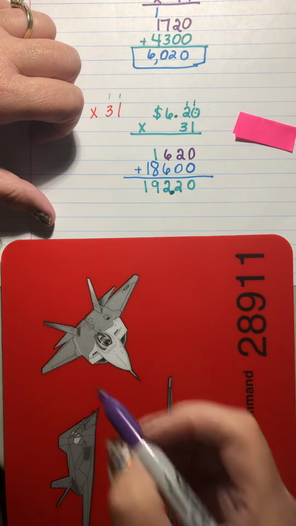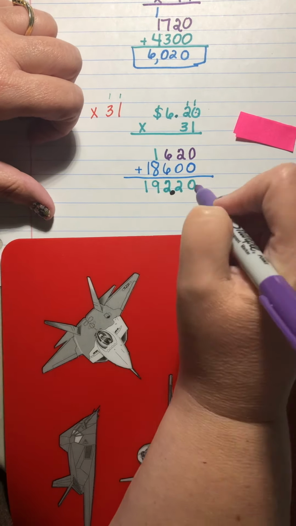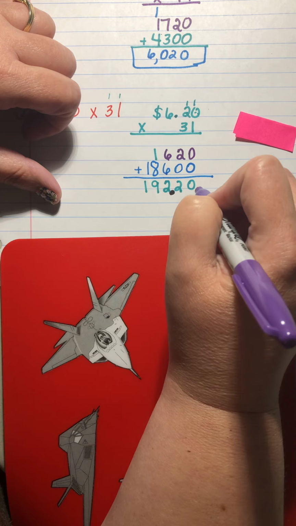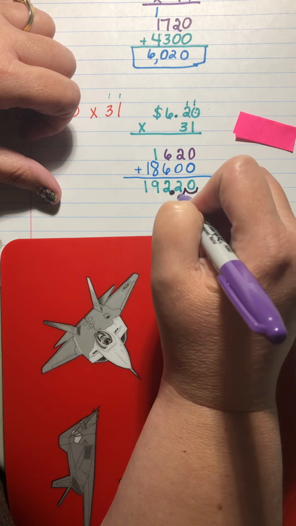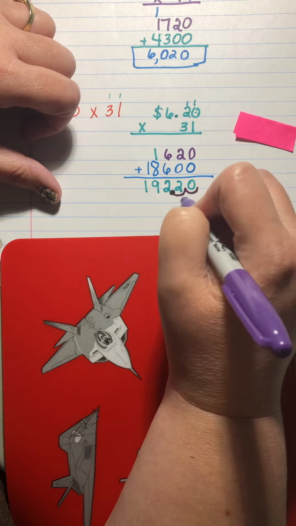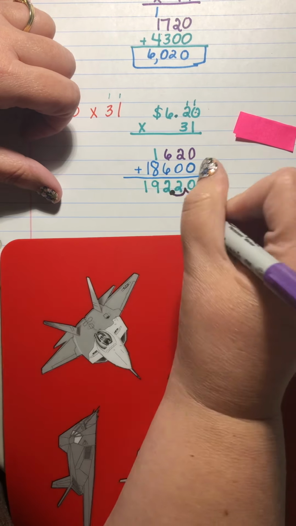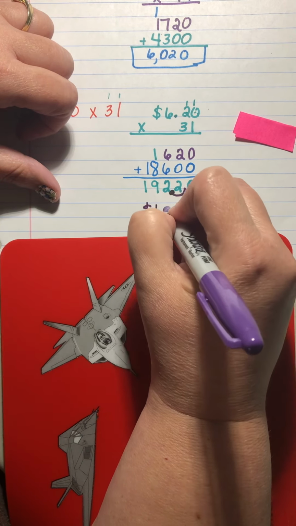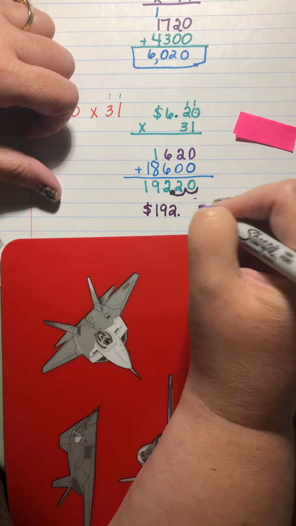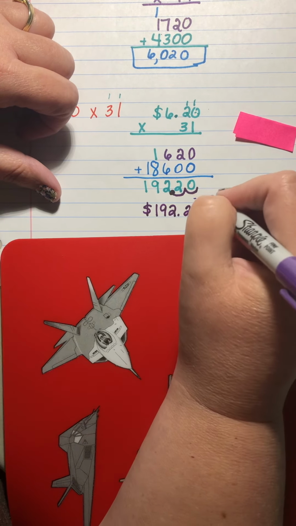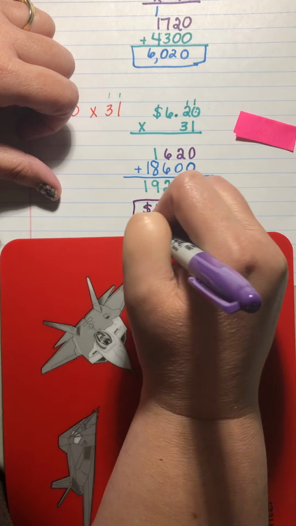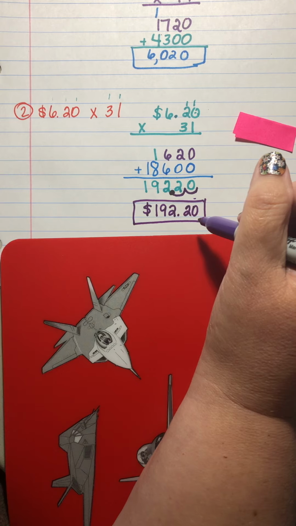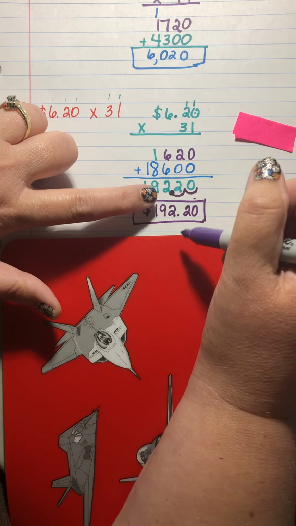Let me put it in a different color so you can see it better. There. So my decimal is invisibly, it's not here, but we can pretend it's here. And it's sitting and it needs to go 1, 2. So I have 2 places to the right of my decimal. So I need to be sure and put my dollar sign and my number and my decimal and then my cents. So my answer is $192.20. So when you're dealing with money, you have to be sure that you put in your decimal.